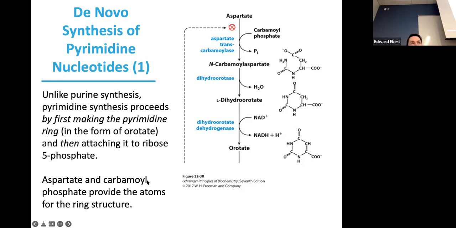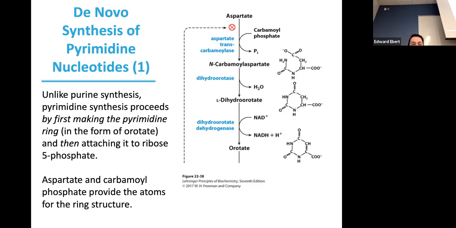Aspartate and carbamoyl phosphate. Where do we find carbamoyl phosphate? Think of R. Kelly. Yeah, urea cycle. There we go. Terrible, right? It's the R. Kelly mechanism. Yeah, so anything that helps you remember it.